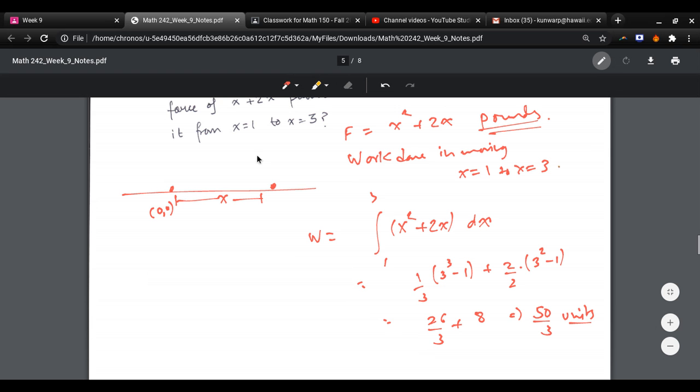We're using units here because we have not been told what units x is being measured in, and the forces are also not in the correct unit.